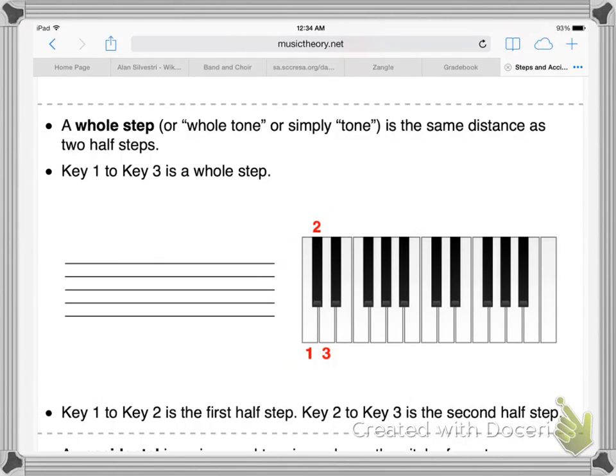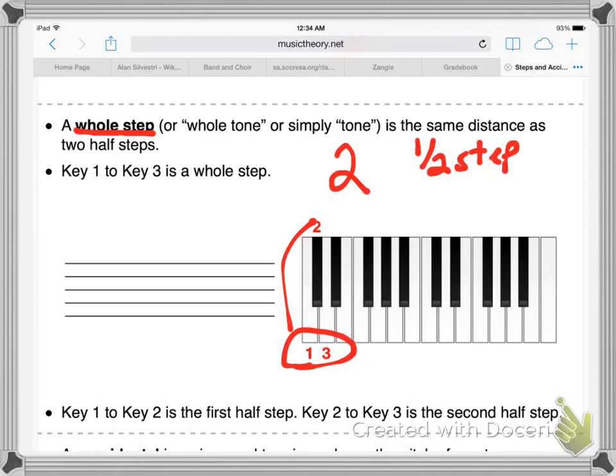The other kind of step that we have is called a whole step, or a whole tone, or simply tone, is the same distance as two half steps. So two half steps together makes a whole step. Makes sense. Half and a half makes a whole. Okay? So here it would be key 1 to key 3 is the whole step. The half steps being 1 to 2 and another one 2 to 3. But the whole step would be 1 to 3. On the piano it's usually like white key to the white key next to it, or black key to a black key next to it, unless you're talking between E and F and B and C like I just said.